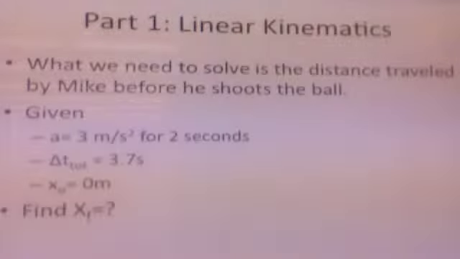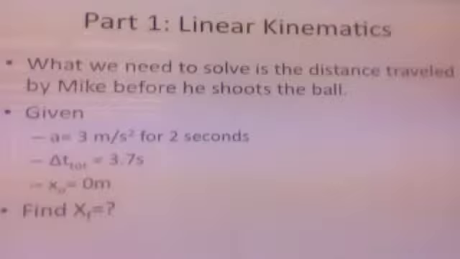Before we start the problem, we must first list our given values. Mike's average acceleration was 3 meters per second squared, and he accelerated for 2 seconds. We also know the change in time is 3.7 seconds because Mike shoots with 0.3 seconds left on the clock that started at 4 seconds. Lastly, we know Mike's initial position is 0 meters because he starts at the baseline. With this information, we can find his final position.